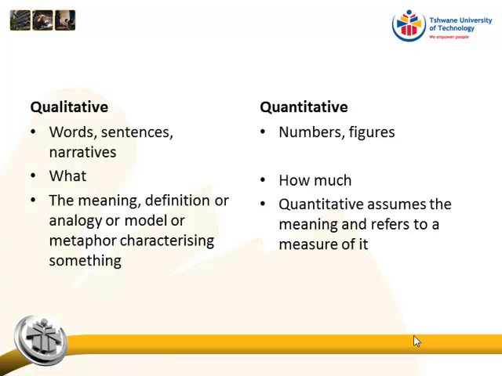Quantitative assumes the meaning and refers to a measure of it. Okay, so we assume that we all have the same understanding of the meaning of, say, for example, the success of a community service project. And so we assume when we set up a quantitative questionnaire that if I read the question and Pumzile reads the question, we are going to have the same understanding. All right. Whereas qualitative is open to interpretation, and the person can tell you what their interpretation is. Does that make sense?